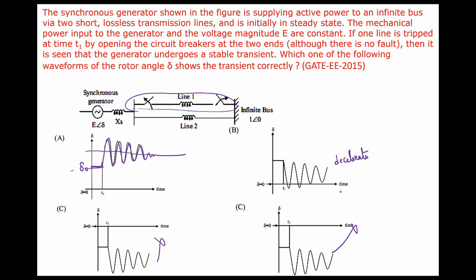For acceleration, this is the waveform. This is the waveform for acceleration. Had the rotor decelerated, this would have been the waveform. The negative value of delta is for synchronous motors, but not for synchronous generators. So A is the right option.